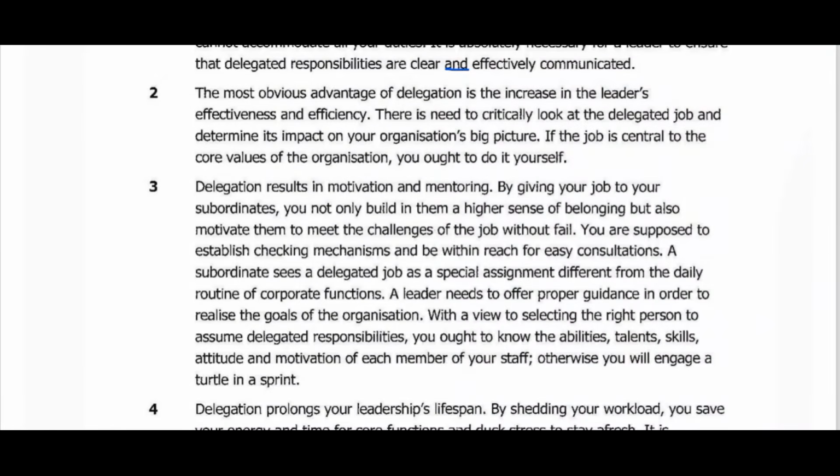The most obvious advantage of delegation is the increase in the leader's effectiveness and efficiency. Another point, there is need to critically look at the delegation and determine its impact on your organization, big picture. So another point here, if the job is central to the core values of organization, you ought to do it yourself.